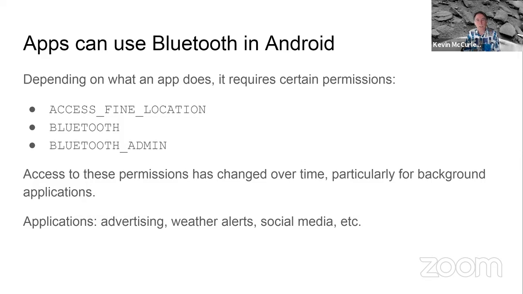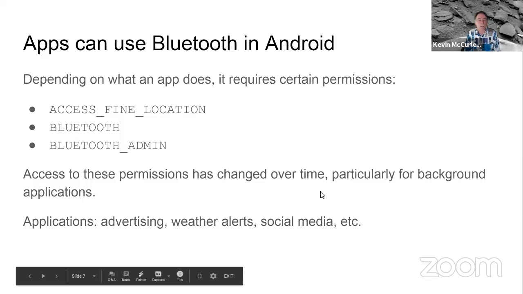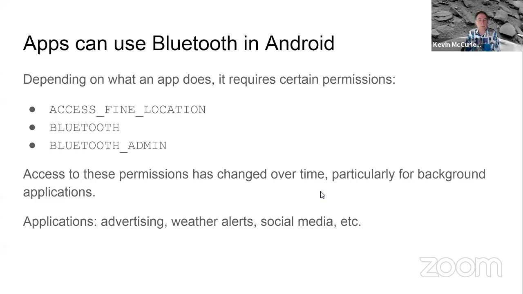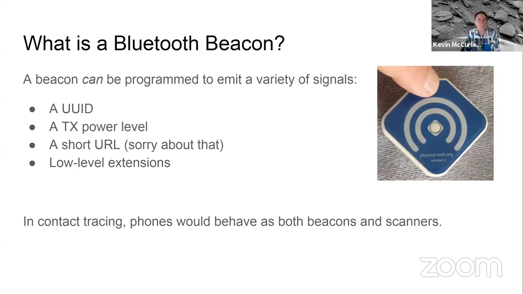It has various applications, advertising, weather alerts. I have an app on my phone that tells me if there's going to be a weather alert in the area, and it monitors my location. You can see in an Android phone what apps have recently accessed your location.